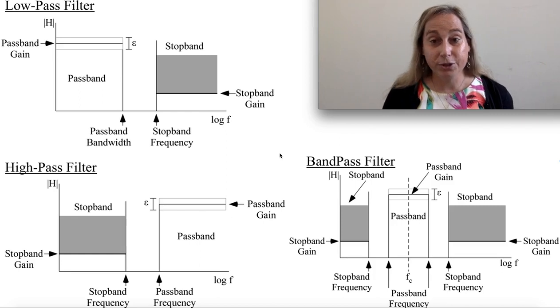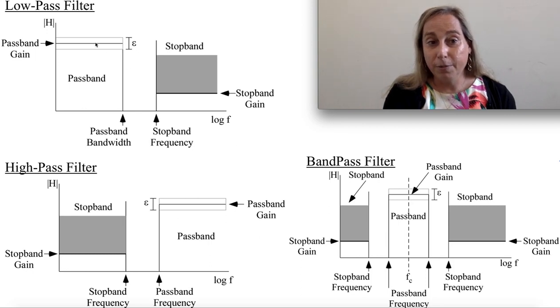I want to just do a short overview, a short discussion of what we mean by filters and some of the terms we use when we try to describe these filters. Typically when we talk about filters, there are three filters we'd like to have: a low pass, a high pass, and a bandpass filter.